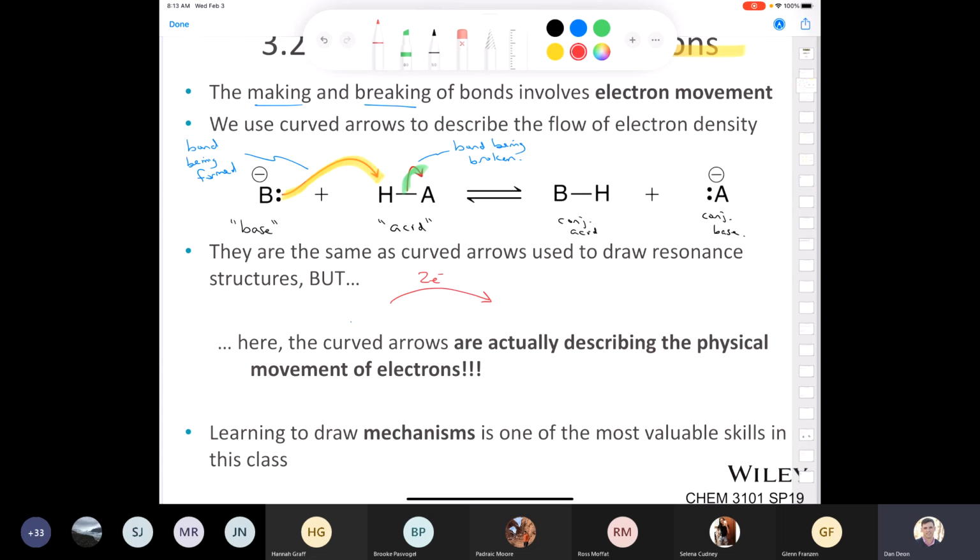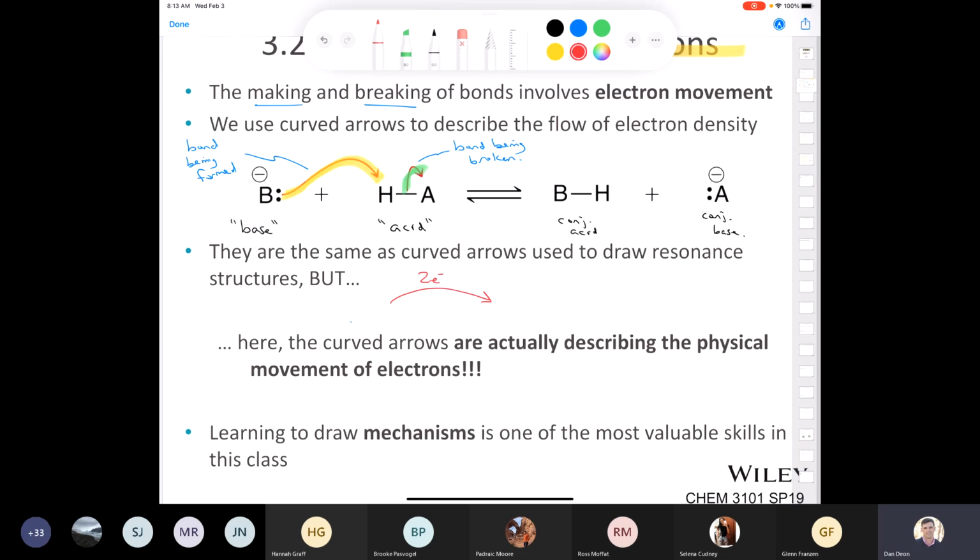Now, if you say, hey, I haven't mastered it in one day, well, Rome wasn't built in a day. It takes time to master drawing curved arrows, but if you stick with it, you will become proficient. At first, it might seem a little bit like a foreign language, but just like a foreign language, you can become accustomed to it. Drawing reaction mechanisms is a very valuable skill.